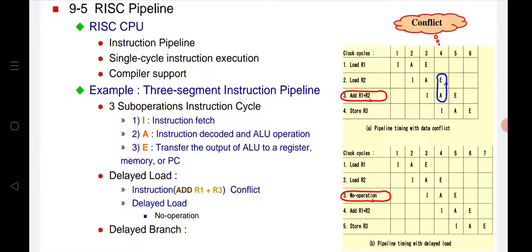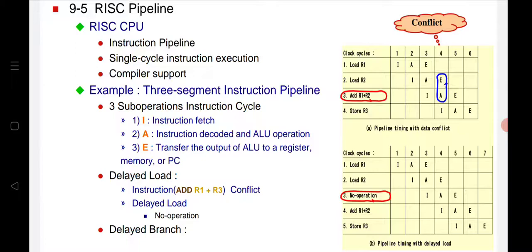That is pipelining timing with a data conflict. Now, pipelining timing with delayed load. Here I'll add a no operation statement. Whenever I add a no operation statement, nothing will be done, but the cycle will still execute. Due to this, my third instruction gets some time to get the data.